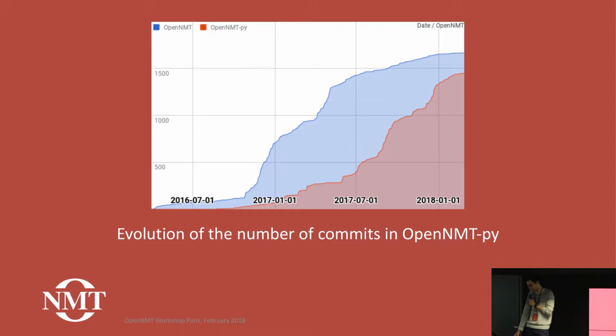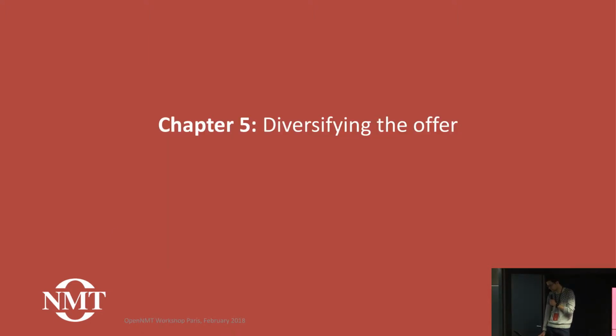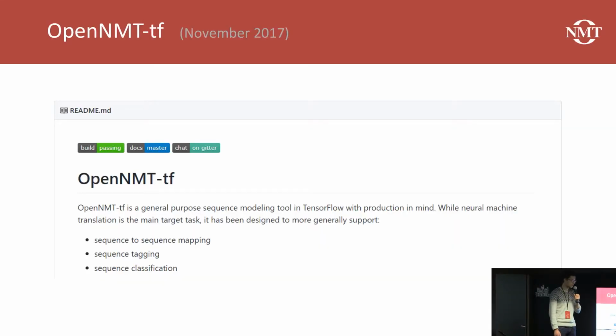And I think it will continue this way, and we'll see that you can do very interesting things with the PyTorch version this afternoon. The next chapter is also interesting and maybe surprising for some people: we started diversifying our offer in terms of open source software. It was about releasing a TensorFlow version of OpenNMT. So this was quite recent, around November 2017.